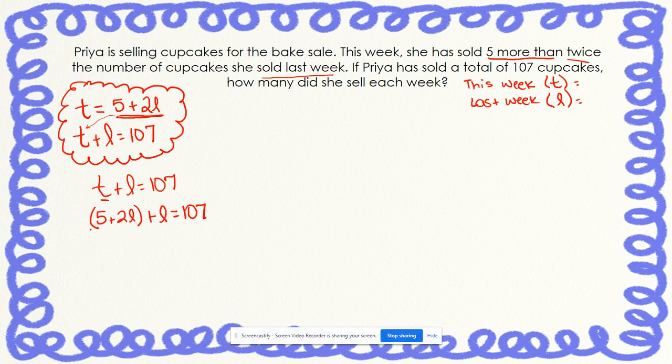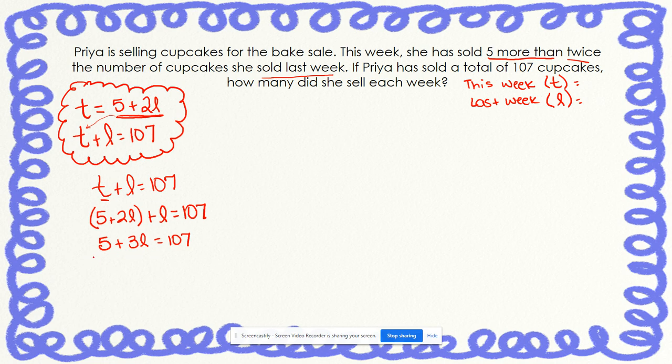Now, I don't have anything to distribute over here, but I do have like terms that can be simplified. So I'm going to do 2L plus 1L, which gives me 3L. 5 didn't have a like term, so I'm rewriting it. 2L plus L gives me 3L. And all of this is equal to 107.